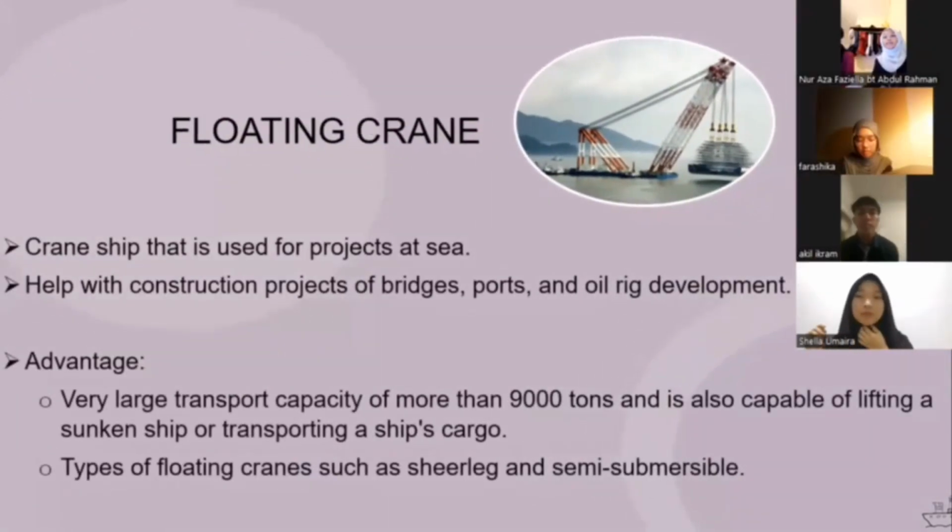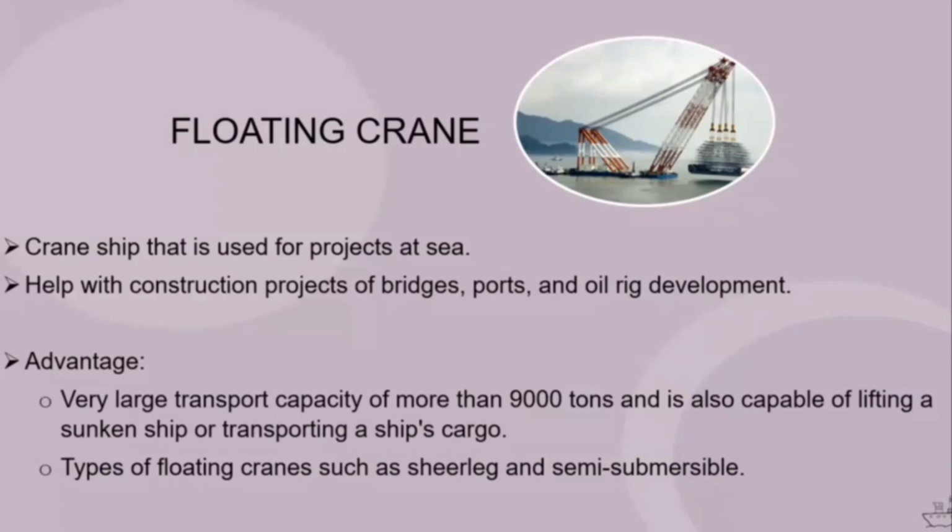Floating crane. A floating crane is a ship that is used for projects at sea. It helps construction projects of beaches, ports and oil rig development. And the advantage is a very large lifting capacity of more than 900,000 tons, and it is also capable of raising a sunken ship or transporting ship cargo. Types of floating crane include sheerlegs and semi-submersible.